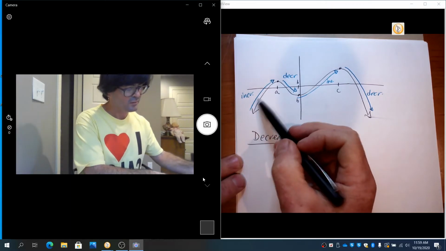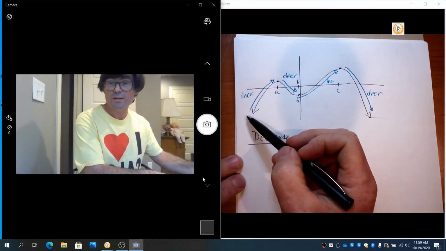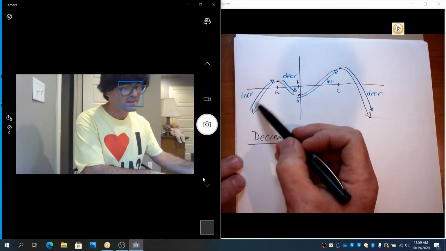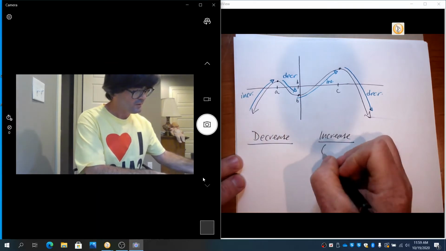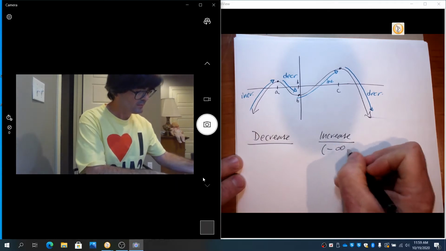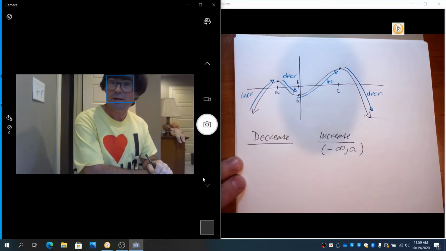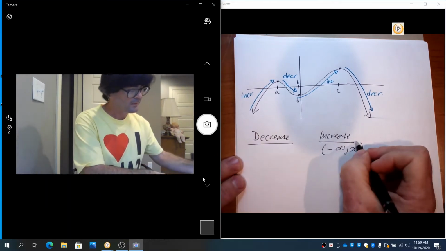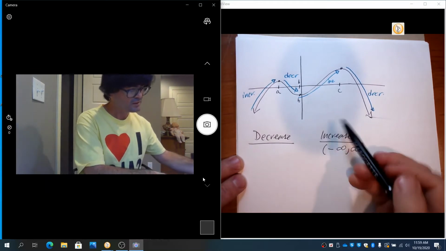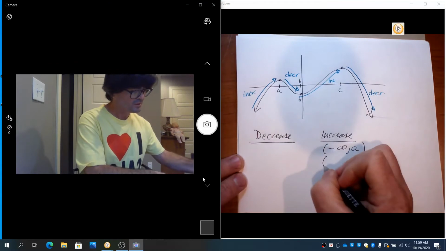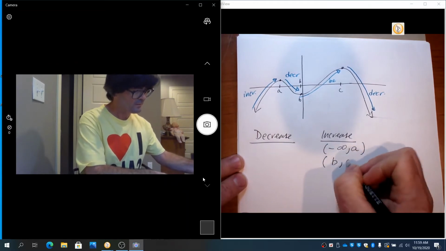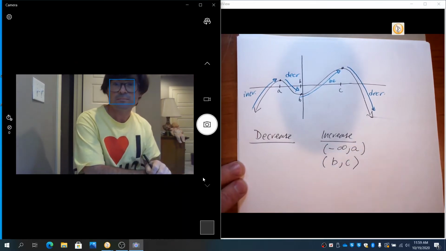So I first have an increase from infinitely far to the left, ending right at point A. So we're going to increase from negative infinity up to point A. Then we also increase from point B up to point C. So I'm going to start at point B and end at point C.